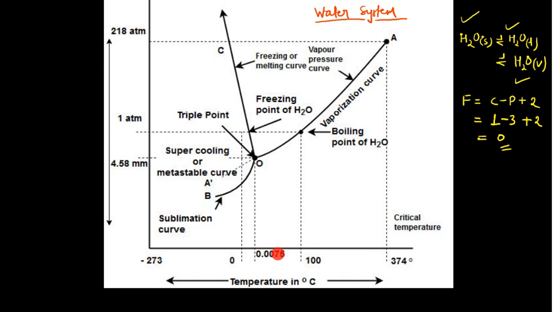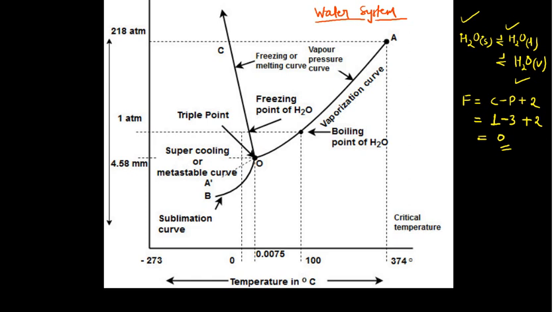And if you extend this value on the y axis, then you will reach somewhere here. It will give you the 4.58 mm of the pressure. So, at the triple point the temperature and pressure have fixed values, you cannot vary anything. If you vary any one of them, then definitely one of the phases would be gone. Okay. So, this is the concept of the triple point.